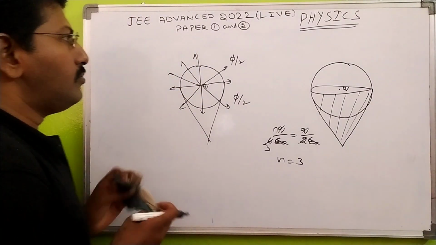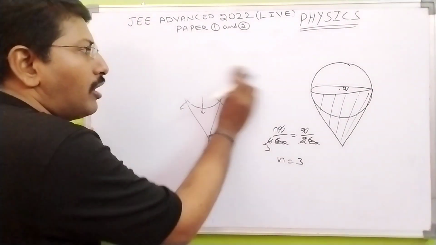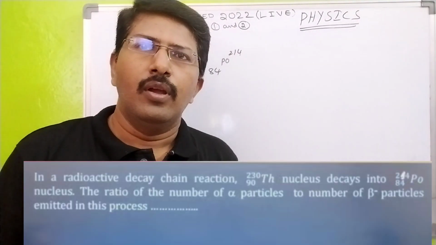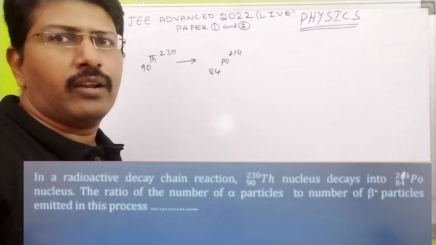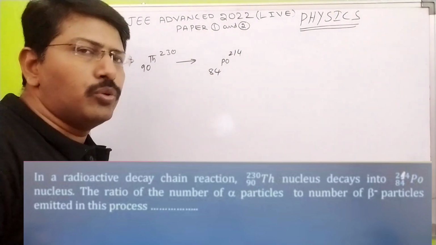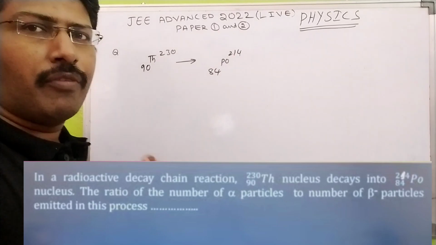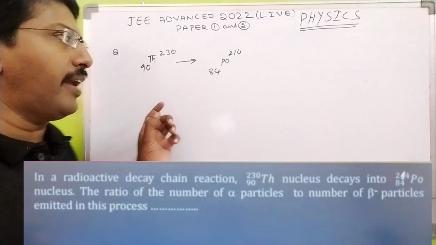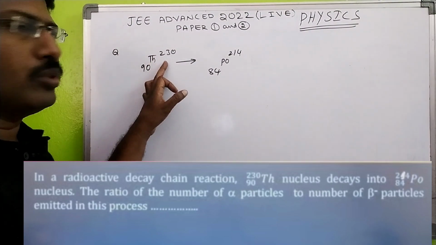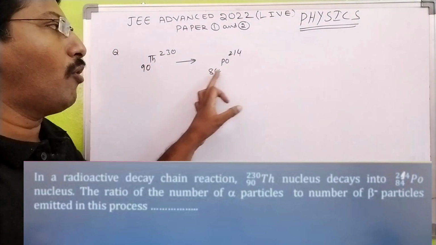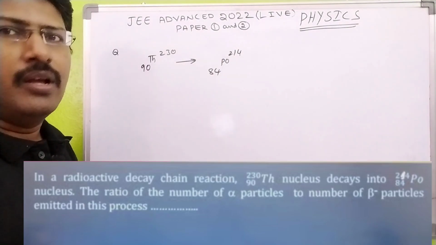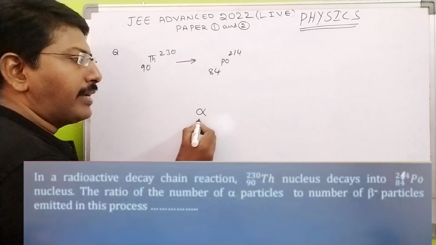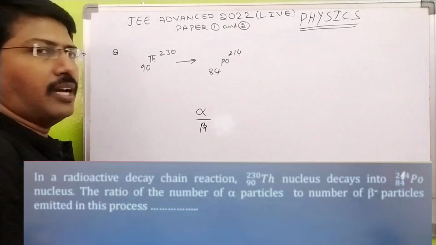Next, one more question. Now the second question. My student Hemant sent this question from radioactivity. What is the question here? Once you observe, in radioactivity, thorium 230 with atomic number 90 is converted to polonium 214 with atomic number 84. Now they are asking: what is the ratio of alpha particles to beta particles?